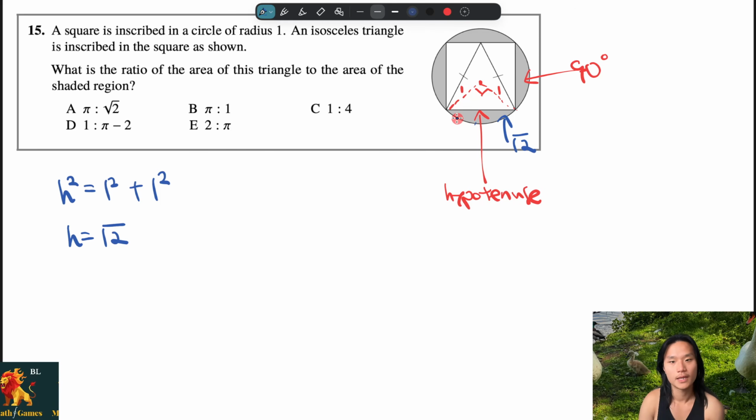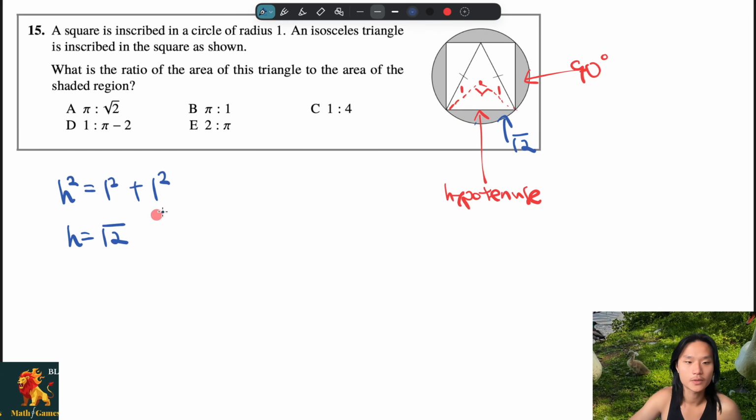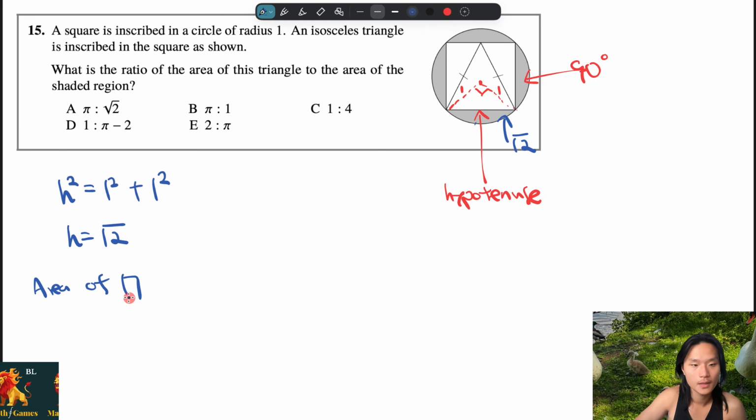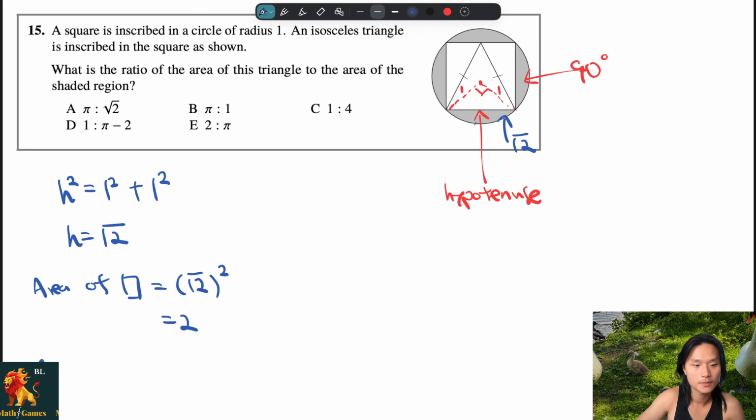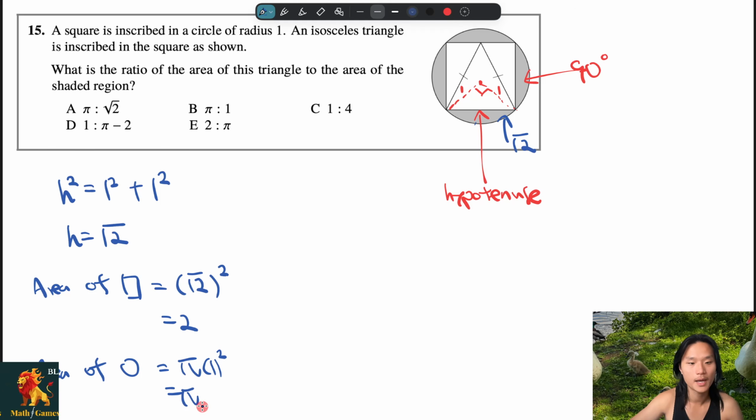So now that we know the side length of the square is square root of 2, we can find the area of the square. We just square the side length. So square root of 2 squared is just 2. The square root and the squared cancel out. So we know the area of the square is 2. And the area of the circle is pi r squared, and the radius is 1, so pi times 1 squared, so that's just pi.